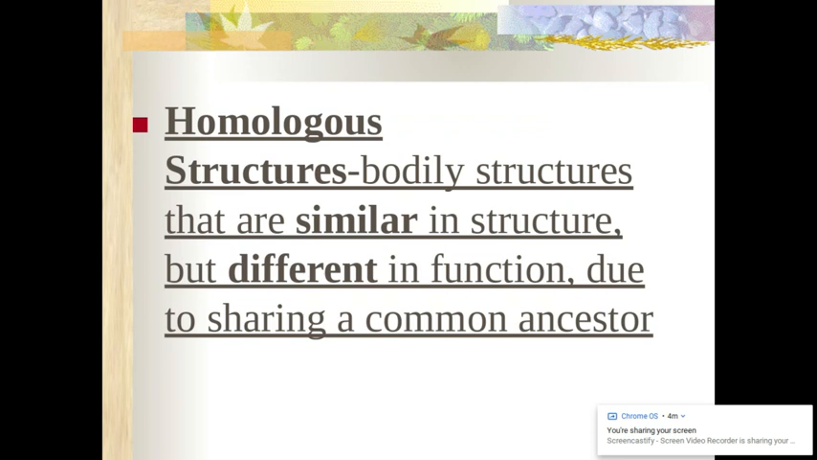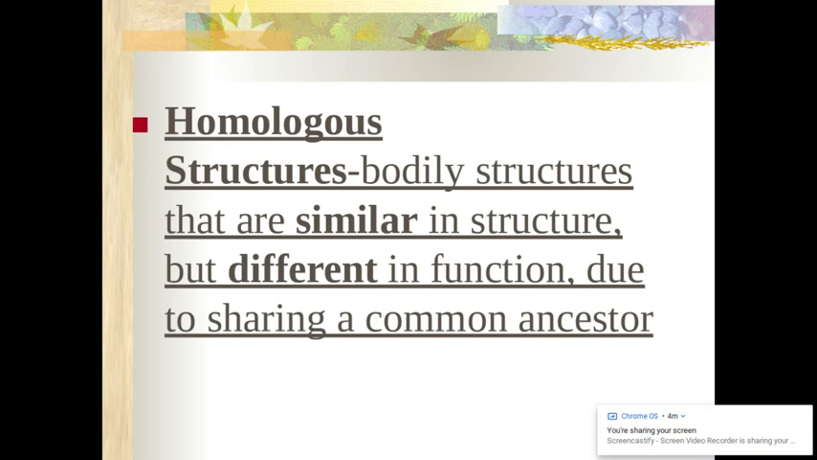Homologous structures are bodily structures that are similar in structure but different in function. Okay, so we're talking about organisms that have similar things in common. They look the same, but maybe they're used in different ways. This shows that there's a structure in their body that they've gotten from their ancestor.